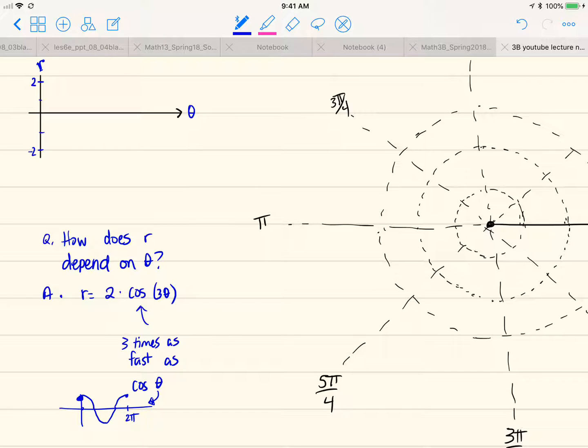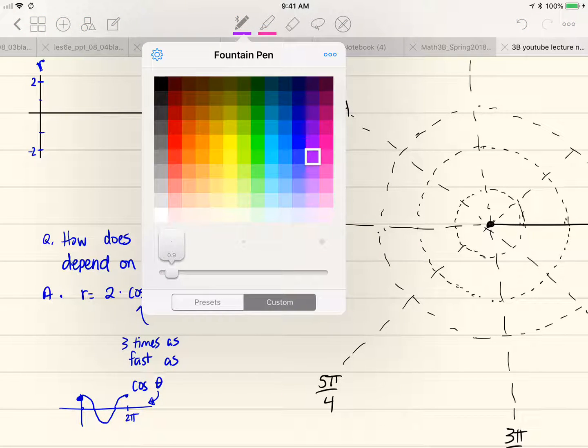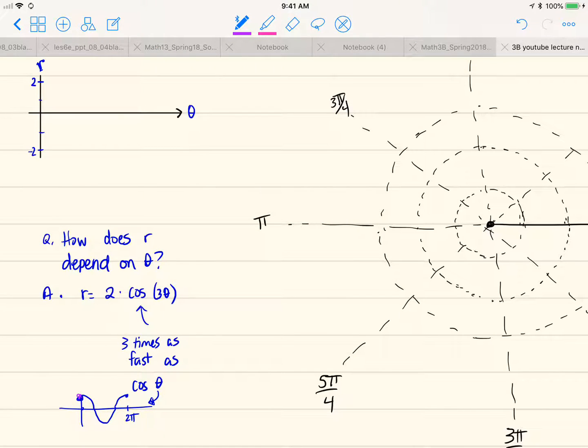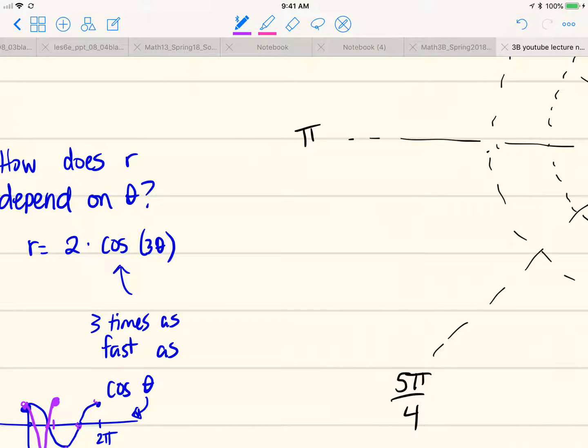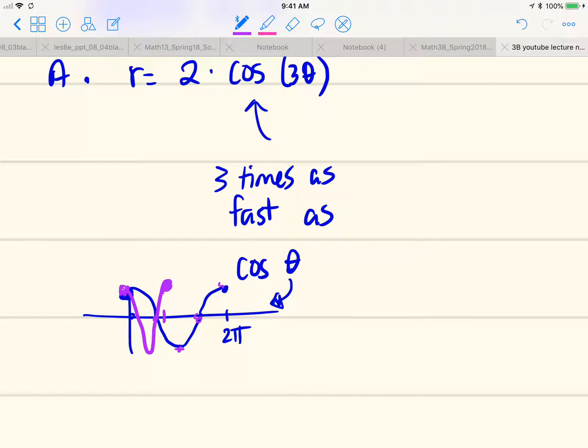Cosine of 3 theta is going to do all of that action of starting at the top, going to 0, going to the bottom, going to 0, coming back up to the top. It's going to do all of that in a third of the time. So at 2 pi over 3, it will have gone to the top, gone to the bottom, come back, and be at the top. Do you see that? You get the idea. That's why I'm saying it's 3 times as fast.